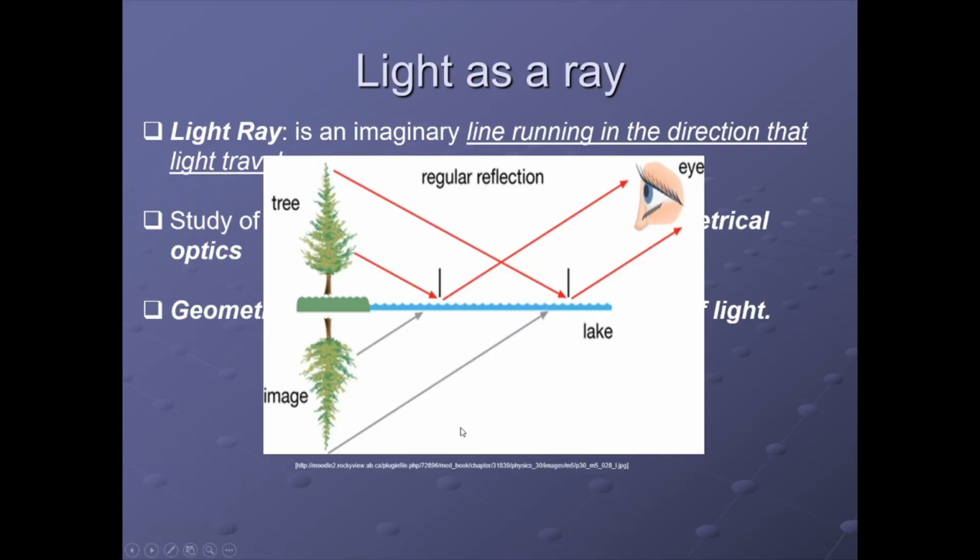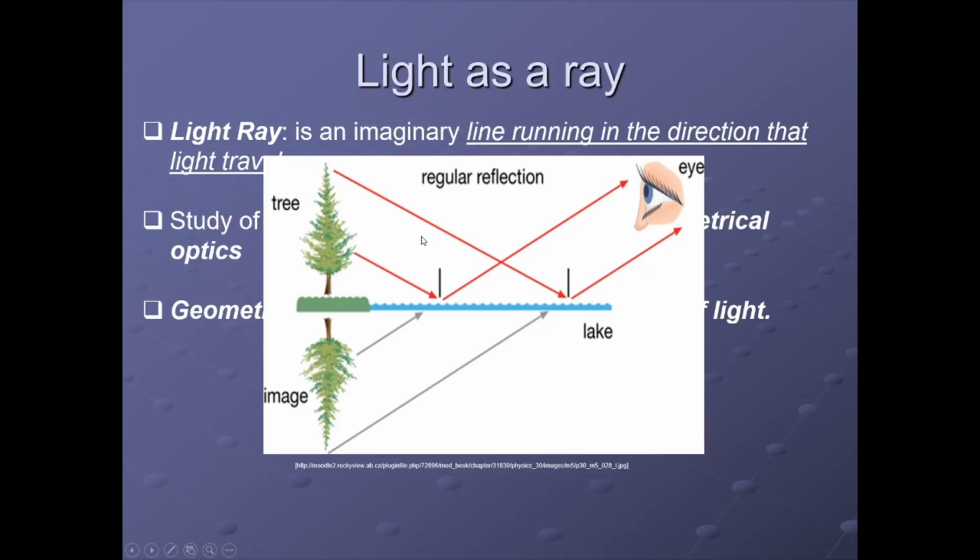So let's say we have an image of a tree right here. There's a couple of ways you can look at that tree. Of course, you can look at it straight on, which isn't represented here. But what you can actually see, like in a very still lake, is an image of that tree that is upside down within the lake itself. Now, what you are actually seeing is the reflection of that tree. And of course, you know that.